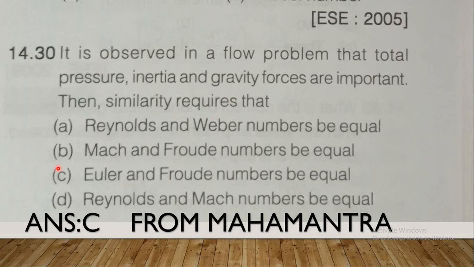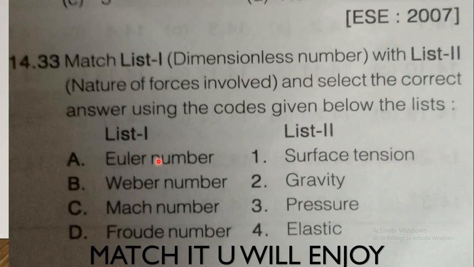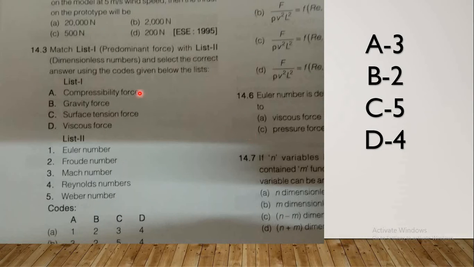And the next question is the similarity one that we discussed earlier. It's observed in a flow problem that pressure, inertia and gravity forces are important. Then similarity requires the Euler number and Froude number. Option C. In the next question you can match it and enjoy, so I'm not going to discuss it. I will give you the answer, but please go and enjoy.